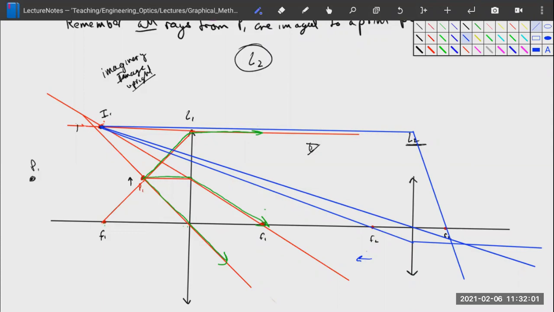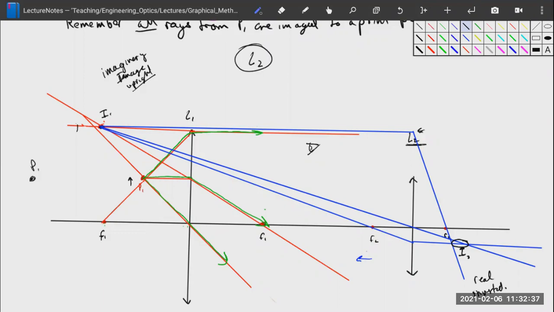Actually, you can see I've done this a little bit wrong again. This is a little bit too shifted to the left, which is why this one didn't quite hit. If it were shifted a little bit more down, and to the right, it would be fine, but it's okay. We know that our image is somewhere in here. I2 is somewhere in here, and it is real and inverted. And overall, our entire system produces a real and inverted image.